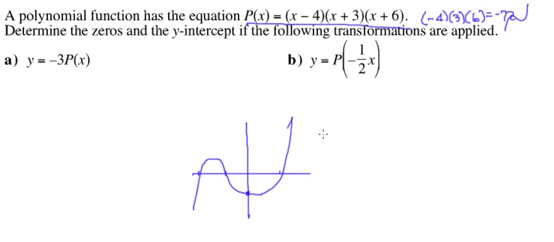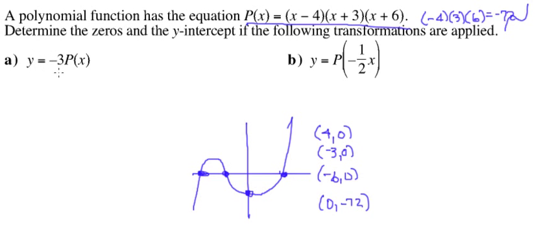So our original expression goes through the points (4, 0), (-3, 0), (-6, 0), and the y-intercept (0, -72). Those are these three landmarks on the x-axis and this landmark on the y-axis. So now that we know that, what happens if we stretch it like this?